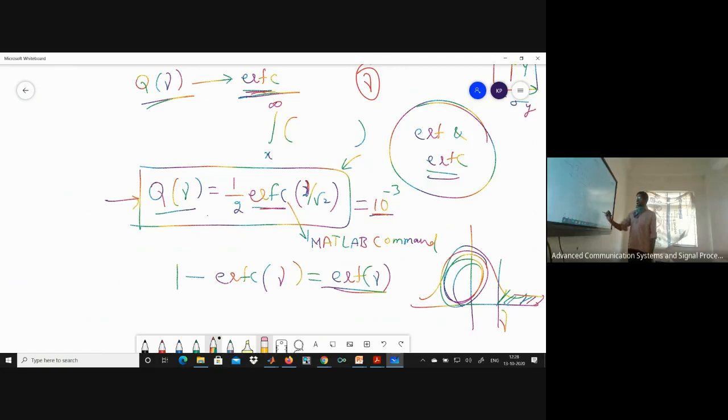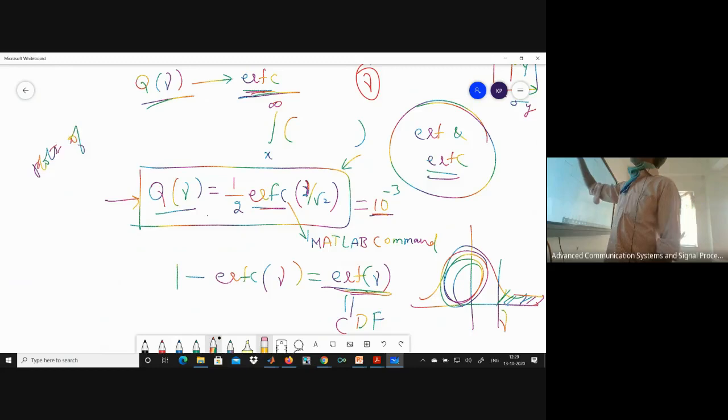So more or less, if you look into this, the error function of gamma is linked with the CDF, the cumulative distribution function. The error function of gamma is linked with the cumulative distribution function. So I just want you to have a look at the plots of the Q function, error function, ERF, and the complementary error function.